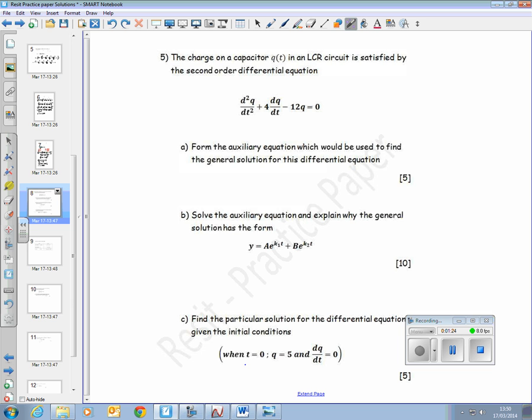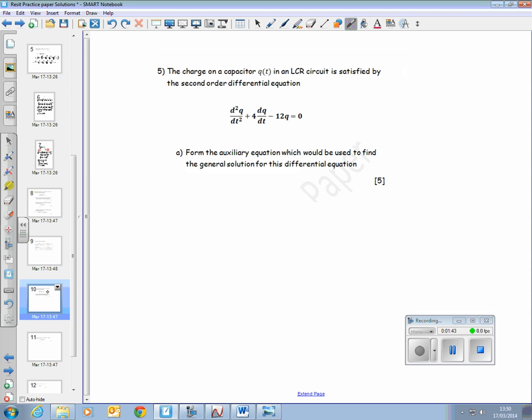We know that when the time is 0, the original charge is 5, and we also know that when the time is 0, the differential is 0. So that's two conditions, so we can do it in theory. So that's the idea. I'll go through each part in turn, but pause at any stage and try and carry on yourself. So let's have a look at part A.